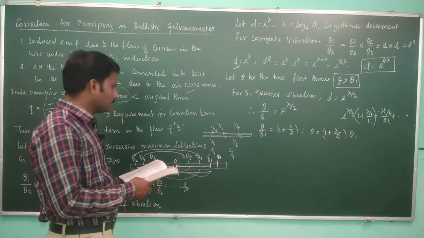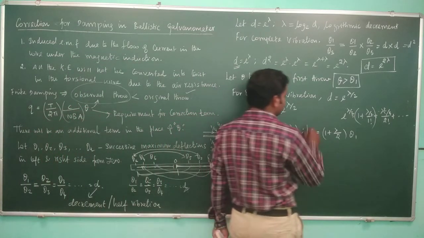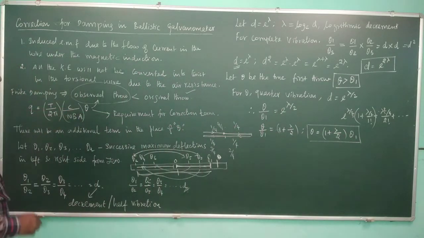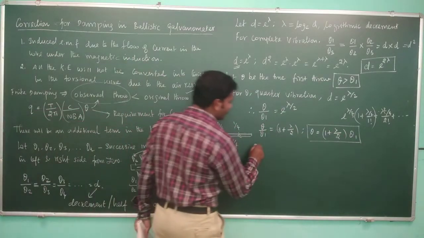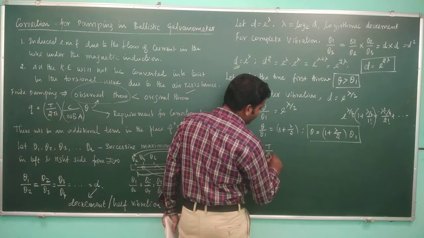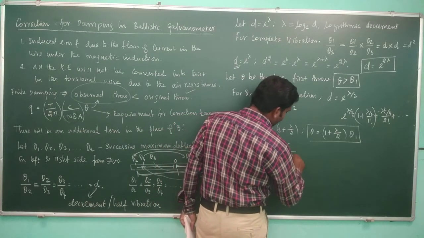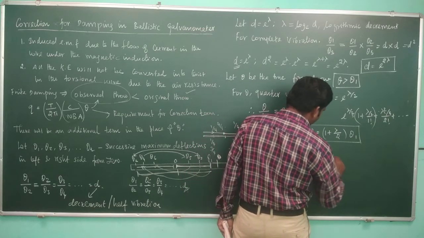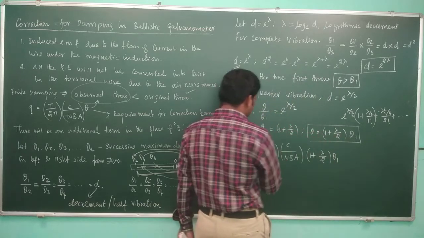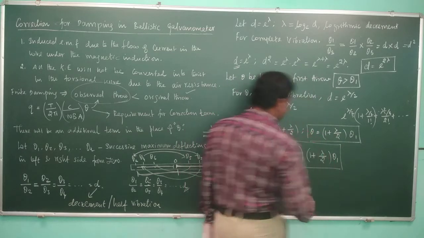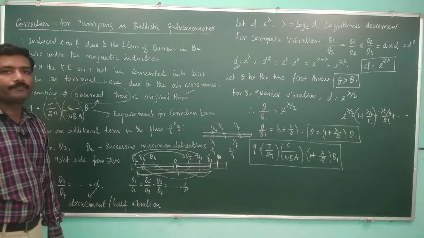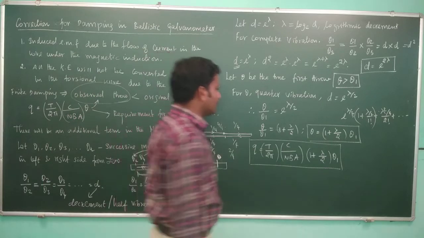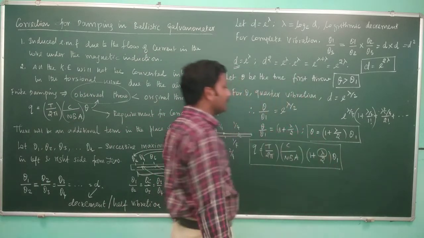Right? So this is the term. You have to add an extra term in place of theta, that is the correction term. So that this q becomes (T by 2π) (C by NBA) multiplied by (1 + λ/2) into θ1. So this is the original charge, the actual charge that is passing through the ballistic galvanometer when the current is passed for a momentary time. But we need to calculate the value of lambda.